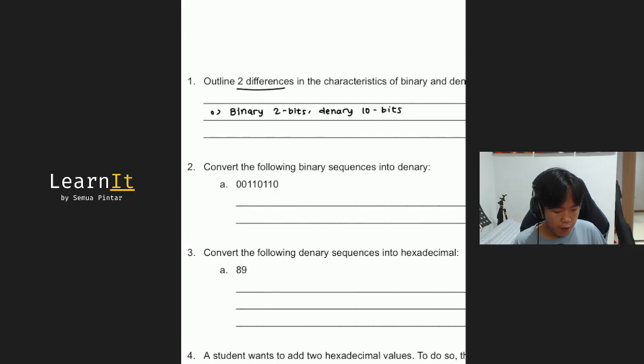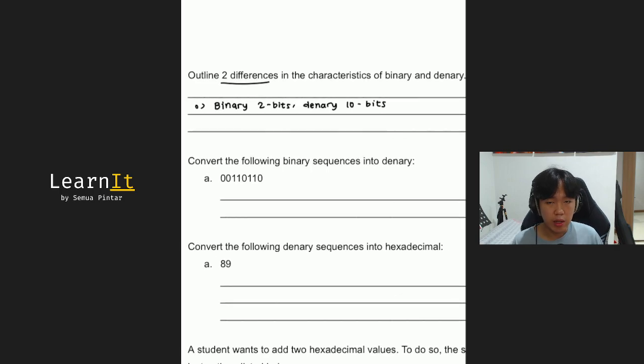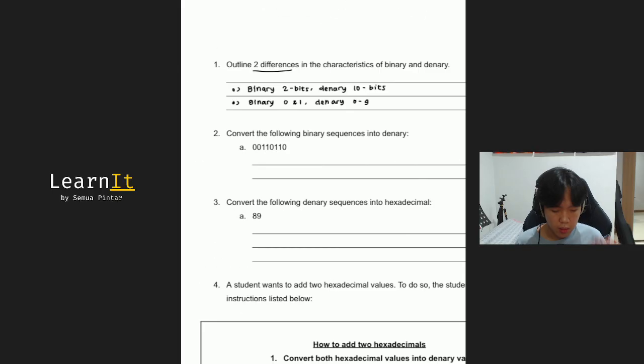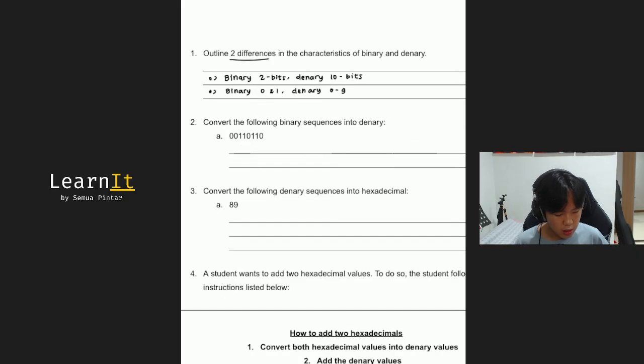Okay, and after that, another characteristic I would think about is, it's actually quite simple, correlating with digits. Binary only has 0s and 1s, and denary has 0 to 9. Now you might think, isn't that the same as 2 bits and 10 bits? And the answer is no, because in 2 bits and 10 bits, we're only mentioning how many digits there are, not the number itself. So we can put that down. So that itself already answers the question.